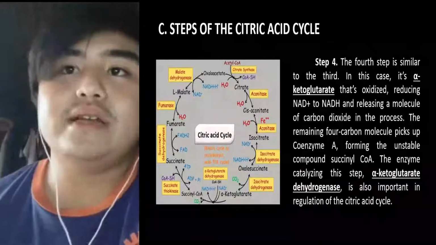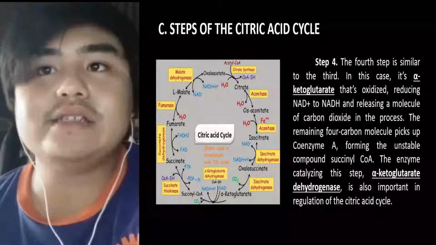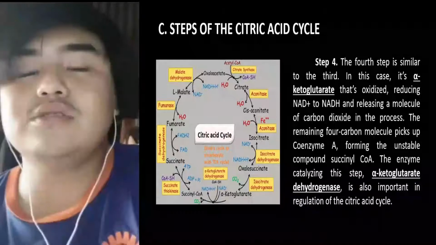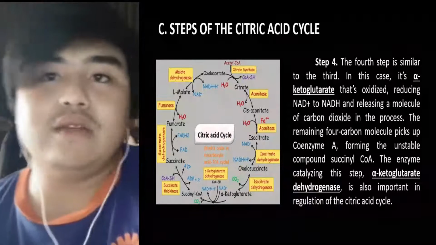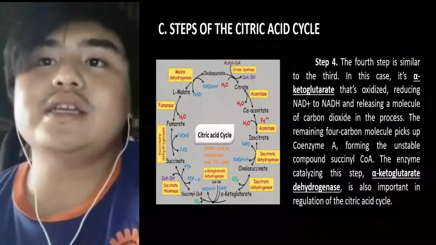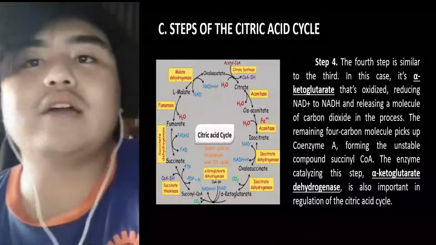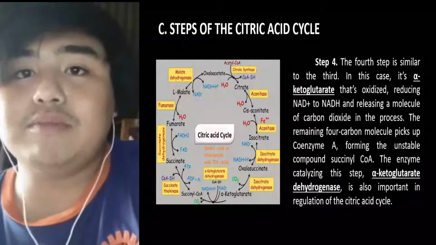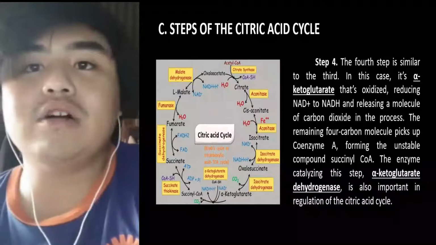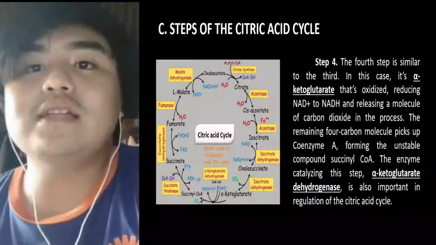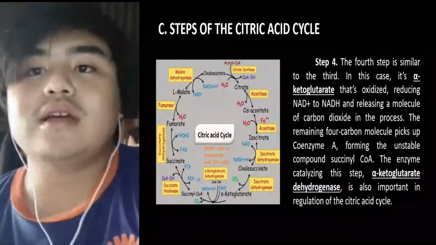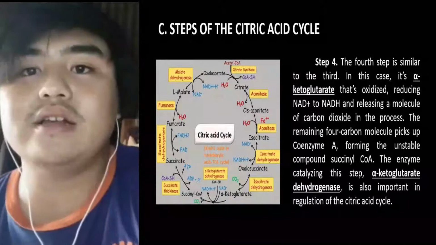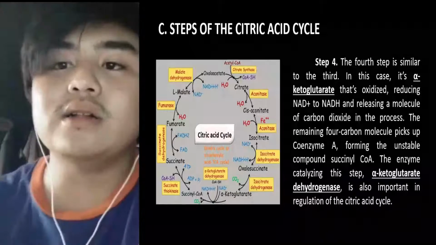The 4th step is similar to the 3rd. In this case, it's ketoglutarate that's oxidized, reducing NAD+ to NADH and releasing a molecule of carbon dioxide in the process. The remaining 4 carbon molecule picks up coenzyme A, forming the unstable compound succinyl-CoA. The enzyme catalyzing these steps, ketoglutarate dehydrogenase, is also important in regulation of the citric acid cycle.